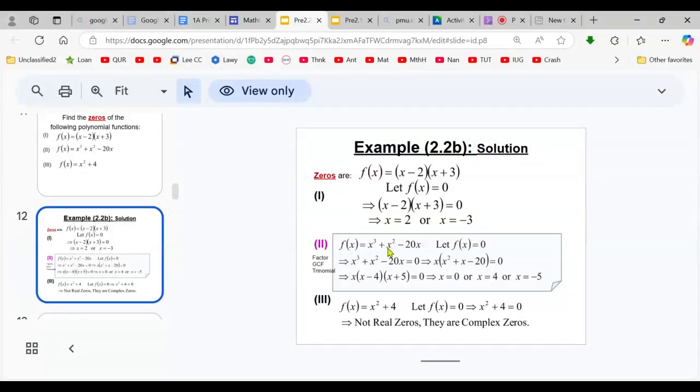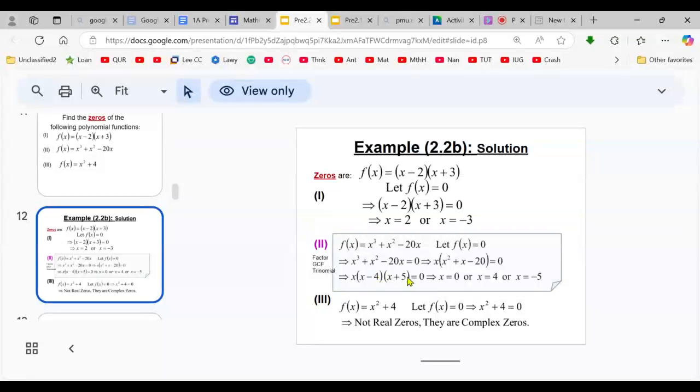Exactly. Is this clear? Yes. What about the second one? Take x as a common factor and then factor the inside. If you factor the inside, x minus 4, x plus 5. So how many x's do you have? 3. x equals what? 0. x equals what? 4. x equals minus 5.